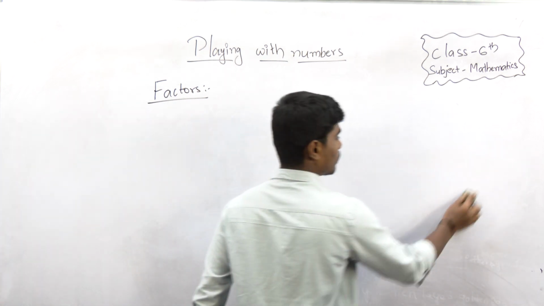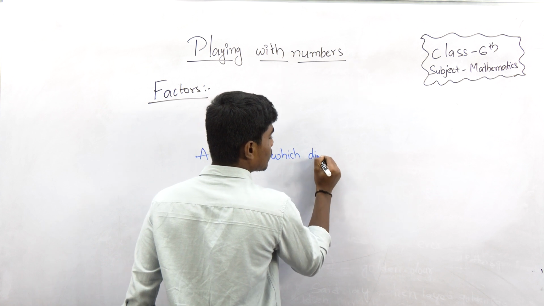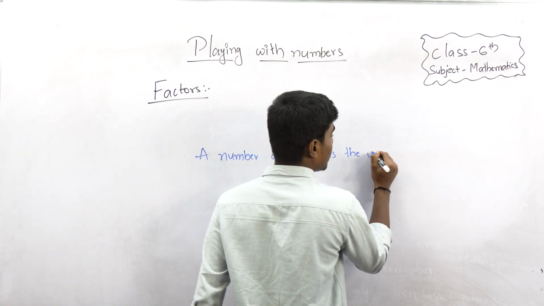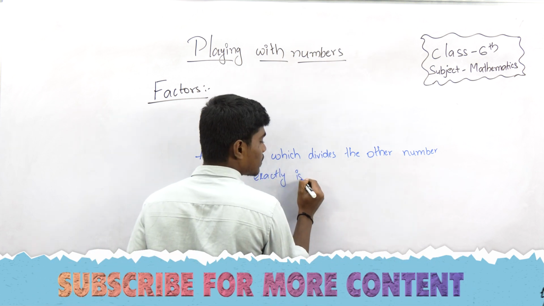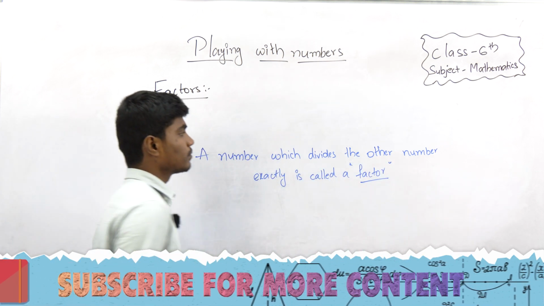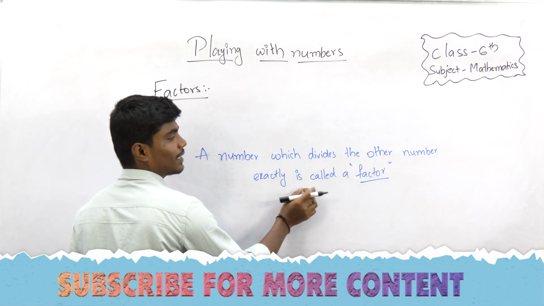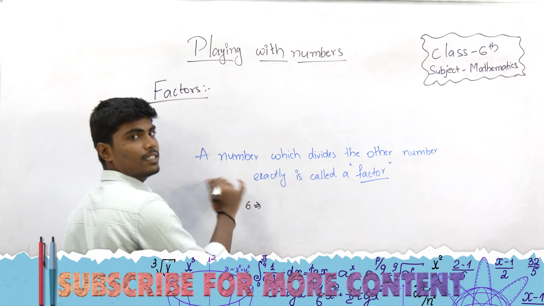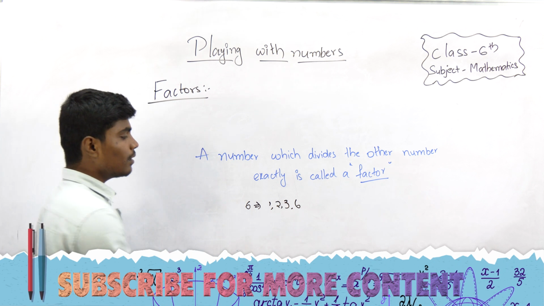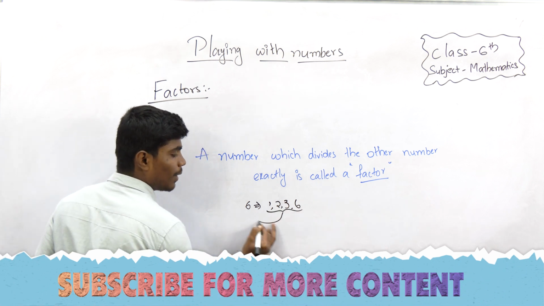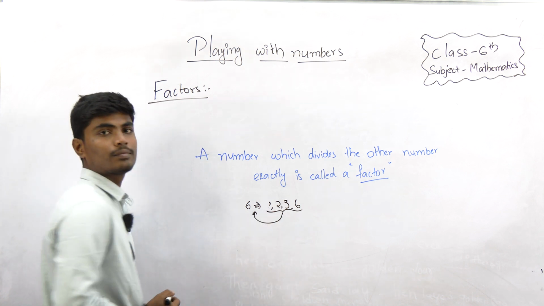See, a number which divides the other number exactly is called a factor. See, the number which divides the other number exactly is called a factor. See, if we take 6 as in the previous example, 1, 2, 3 and 6. Here these numbers divide 6 exactly. So 1, 2, 3, 6 are the factors of 6.